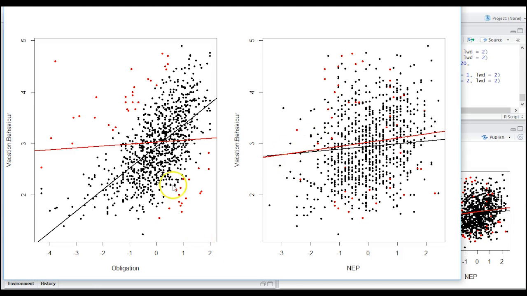So these are the results. This is what it looks like. This is the fitted line for the larger group, and this is the fitted line for the smaller group.